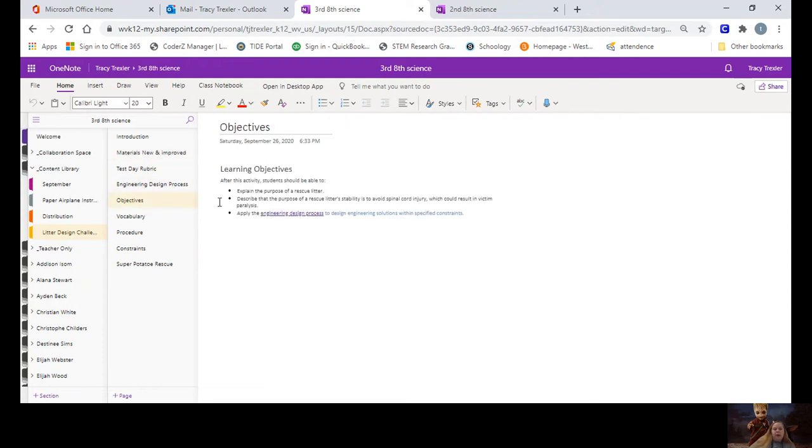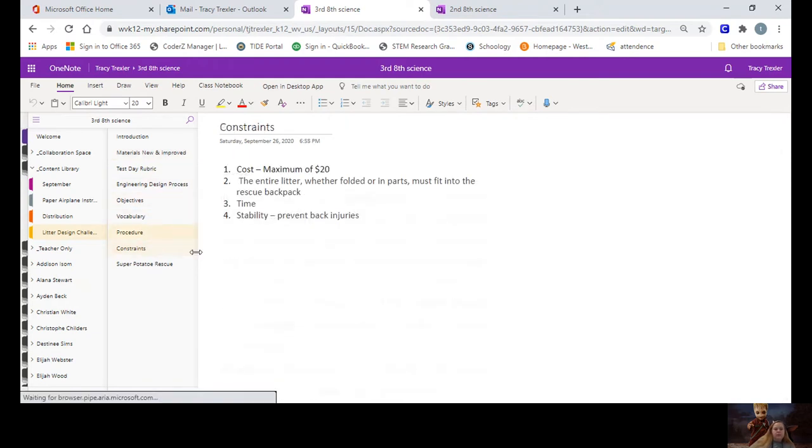And then if I come further down into my constraints, it has to fit in the rescue backpack. Remember that the person who is injured is going to be far away from the road, at least half a mile or so, even if it's 500 feet, that still you can't go in a rocky territory with a normal stretcher. So your rescue backpack is going to be our Ziploc baggie. So your entire litter must fit in there so that you can hike to the destination.